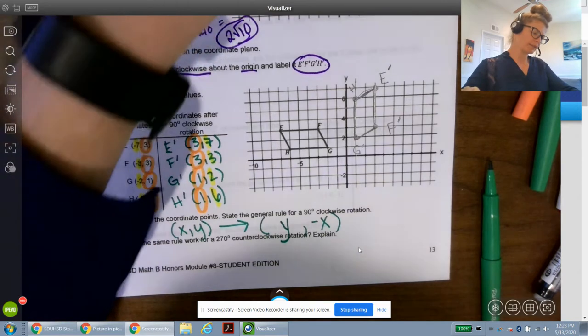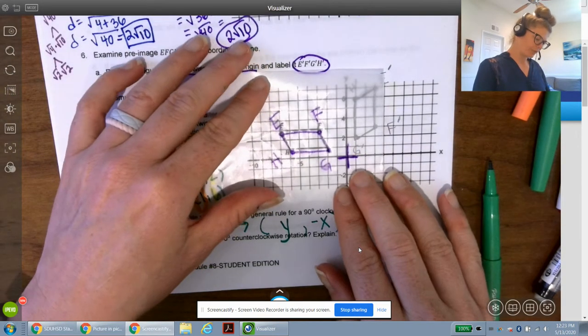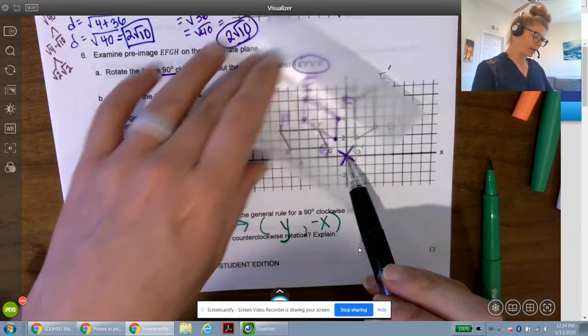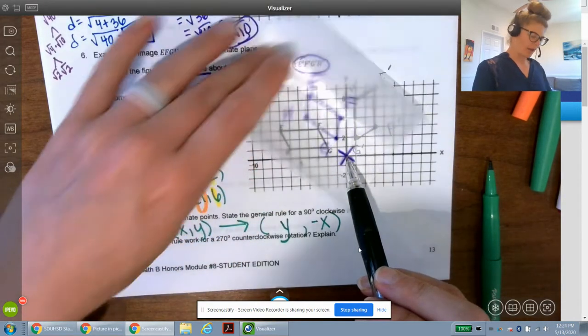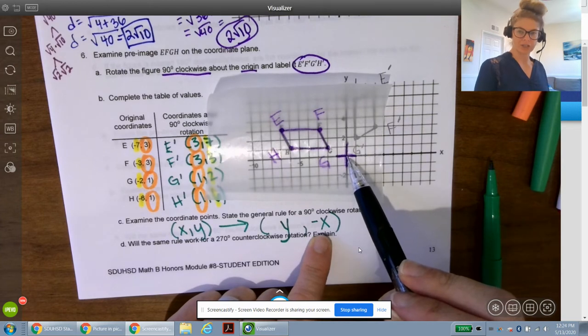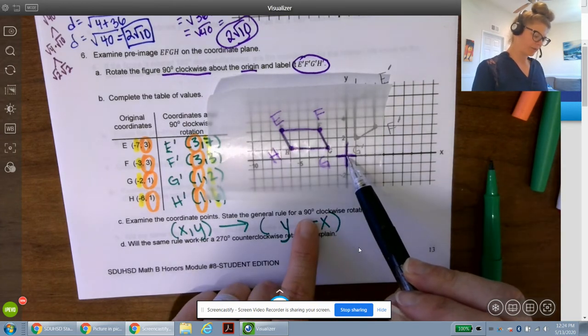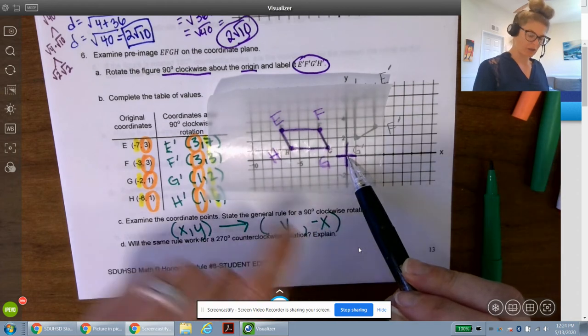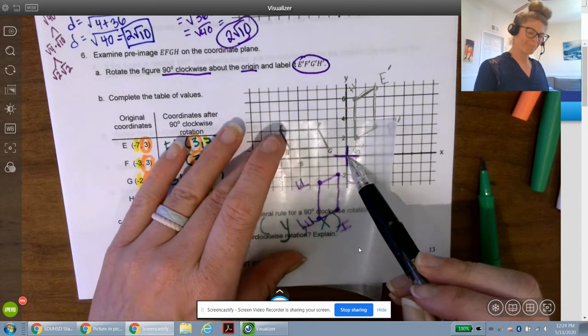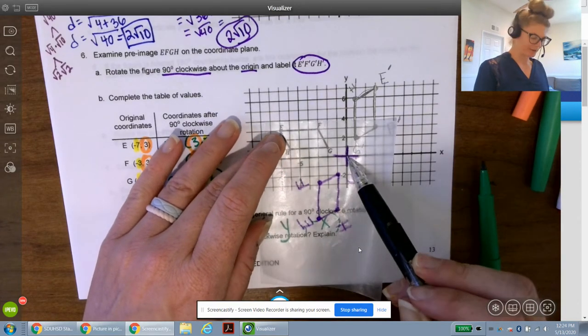Okay, well, let's think about this. What we just looked at was a clockwise 90-degree rotation, and this rule will work for any clockwise 90-degree rotation in the entire world. This is only true for 90 degrees clockwise. It has to be clockwise, because obviously if we went counterclockwise 90 degrees, the coordinates aren't the same anymore.